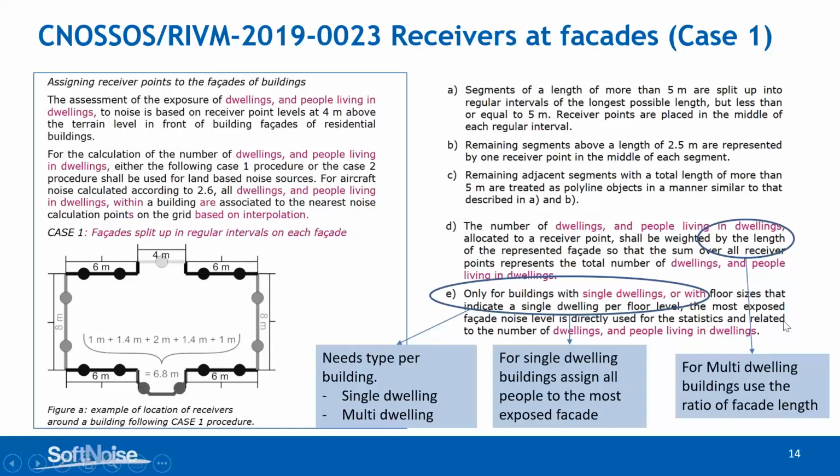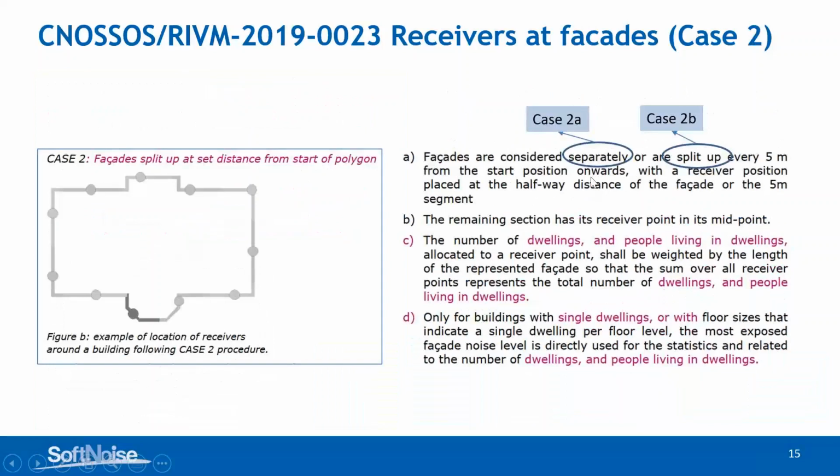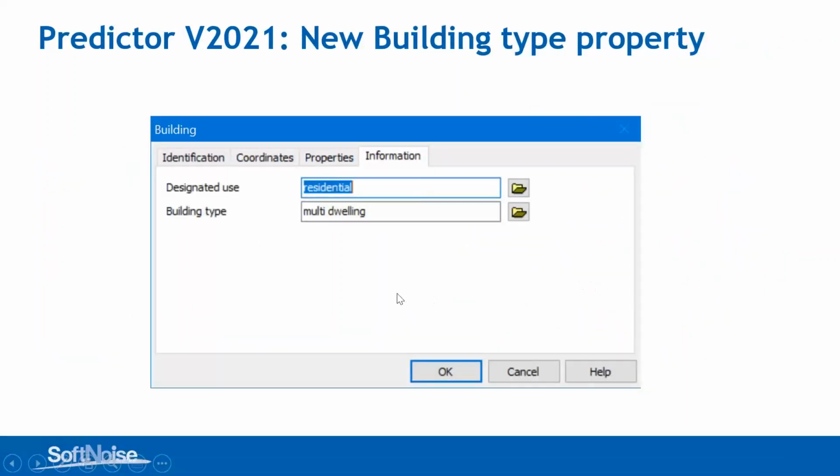That's what it says. This is method 1, case 1, and there's also a case 2, in fact case 2a and b, that's a bit similar, also weighted by the length of the facade. So that means that we had to add a building type, and we did so. We added a building type that you can use to distinguish between multi-dwellings and single dwellings. We already had the designated use to distinguish between residential and commercial buildings, for instance.